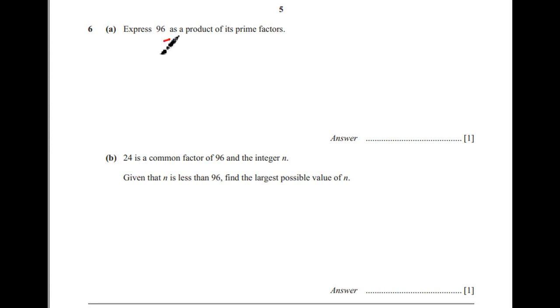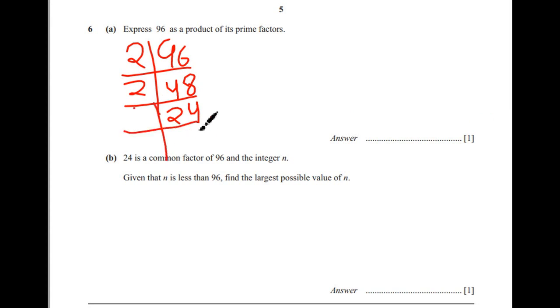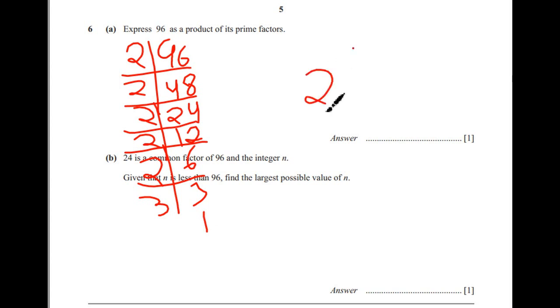6a, express 96 as the product of prime factors. So divide by 2 and we get 48, divide by 2 we get 24, divide by 2 we get 12, 2 6, 2 3, 3 1. So we have 2 power 5 times 3. Alright, clearing the screen.